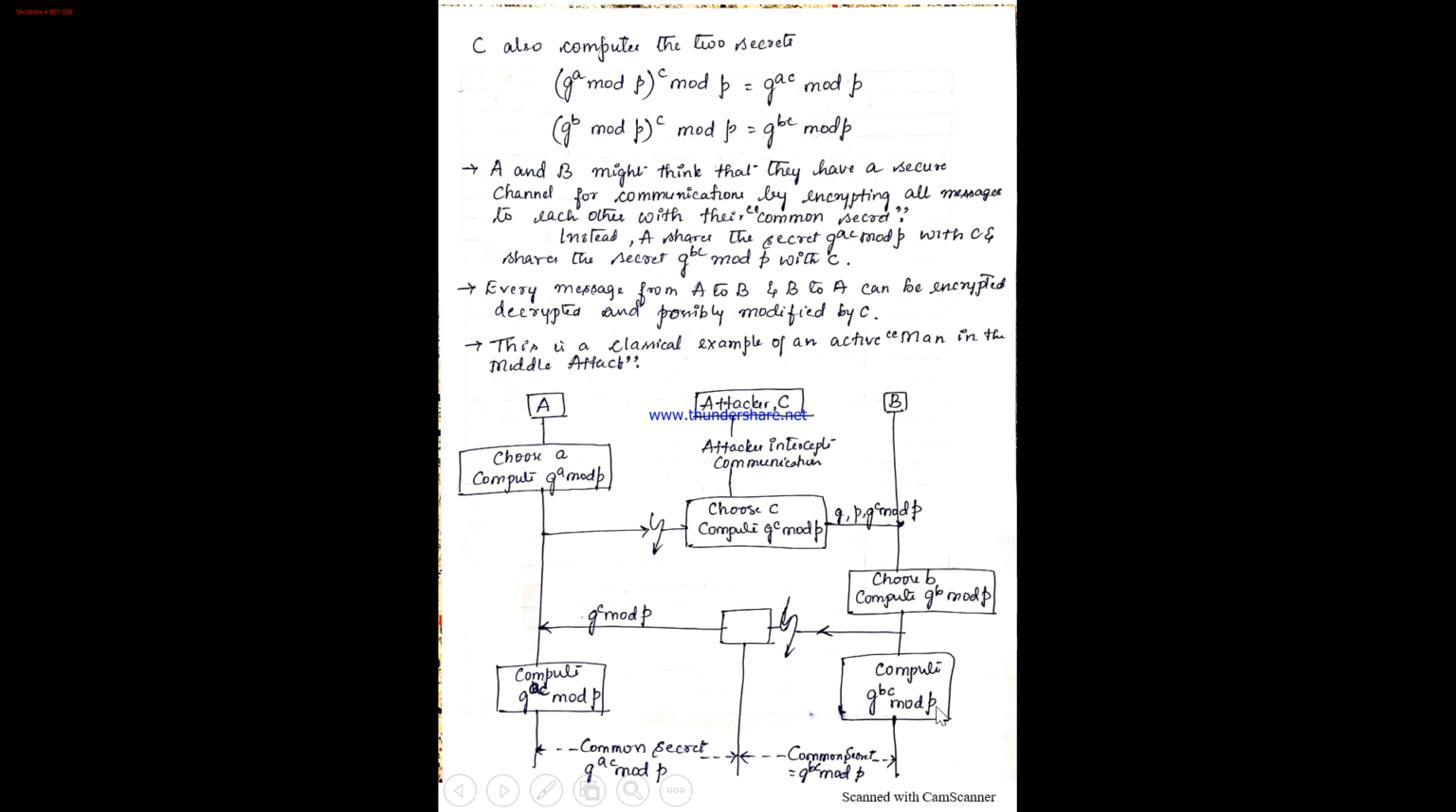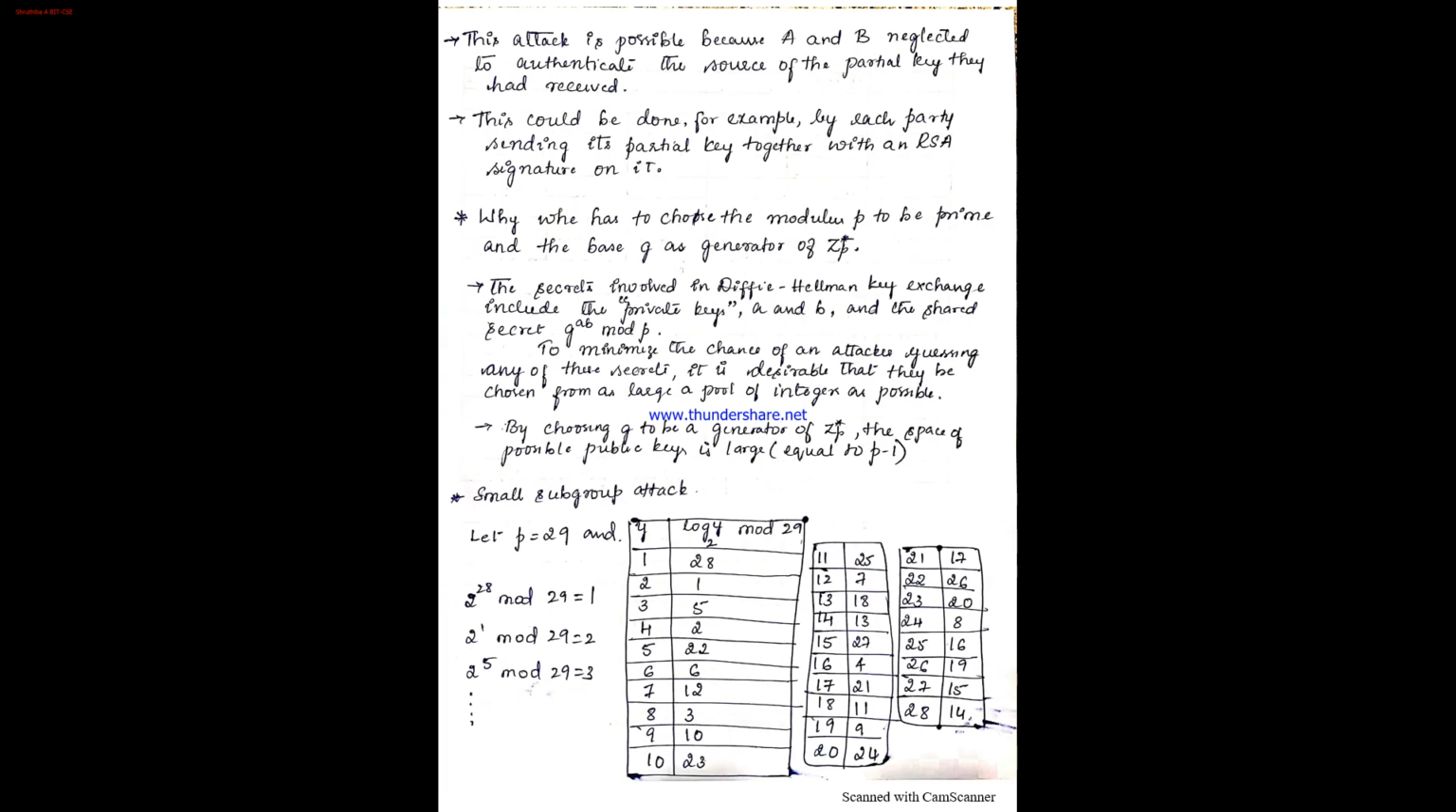So now A will compute g to the power of ac mod p, and B will compute g to the power of bc mod p. These secret keys are already known to the attacker. So whatever messages they exchange after encrypting using this secret key can be easily viewed by the attacker. This is how the attacker manages to work, and this is called a man-in-the-middle attack.